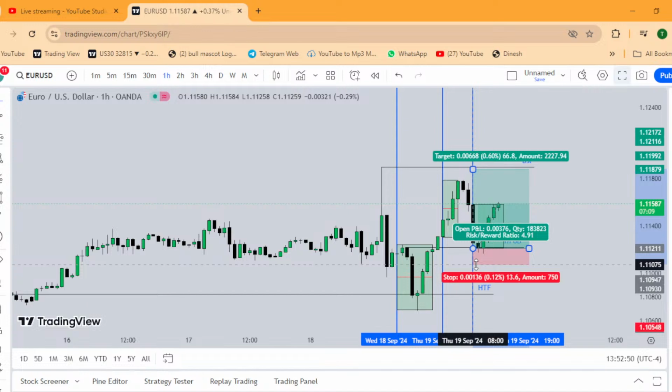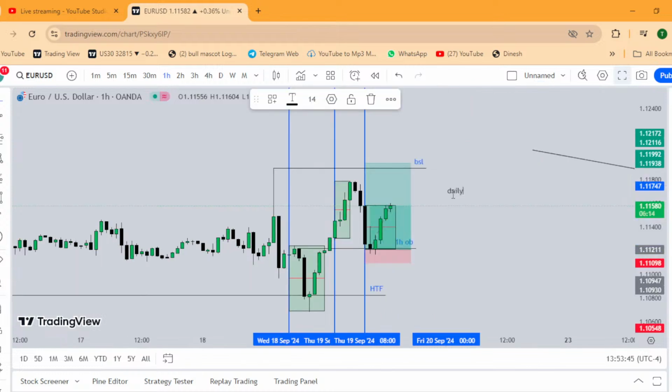Our interest next is what? After hitting a daily zone, we go to the 1 hour chart. So after hitting the daily zone, we want to go to the 1 hour chart.